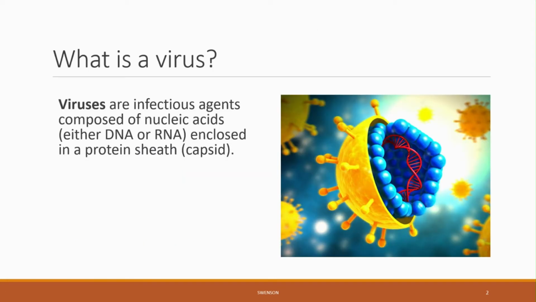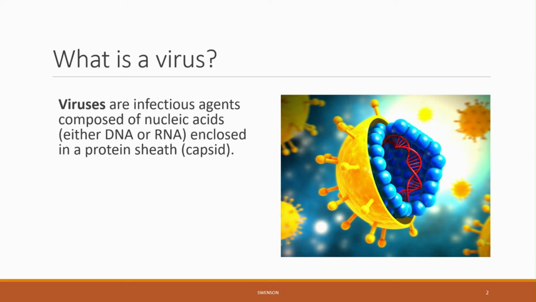Viruses are what we call infectious agents, composed of nucleic acids, either DNA or RNA, that are enclosed in a protein sheath we call the capsid. So they aren't a cell. They don't have all of the components that we're used to a cell having. And for that reason, they are called acellular, which means they are without a cell, because they lack a cell wall, they lack a cell membrane, they lack cell ribosomes, etc., etc.